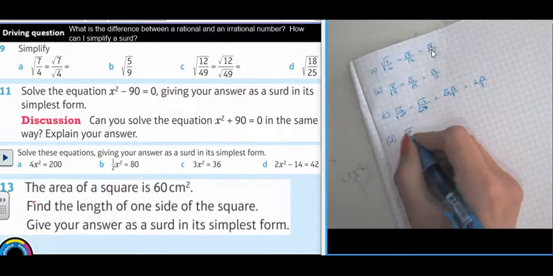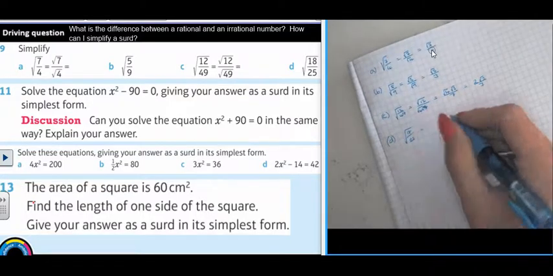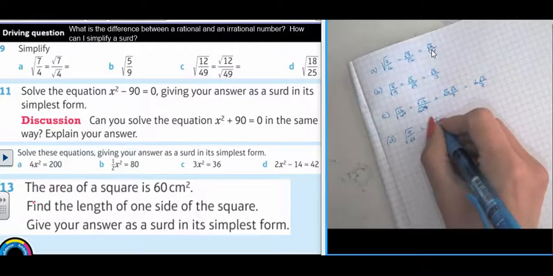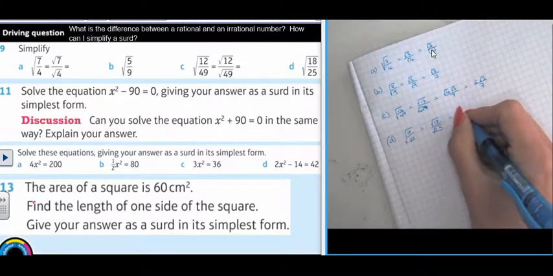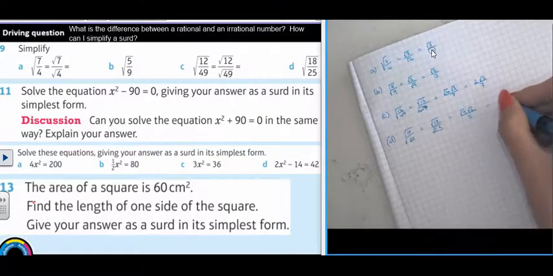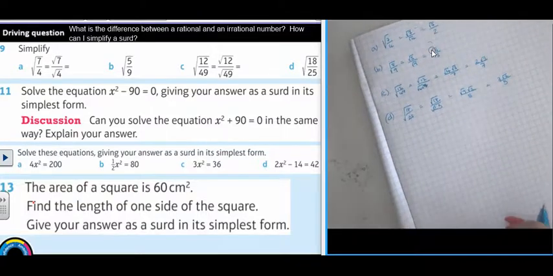Square root of 18 over 25 would be root 18 over root 25. Root 18 can be written as root 9 root 2. Root 25 is 5, so that's 3 root 2 over 5.